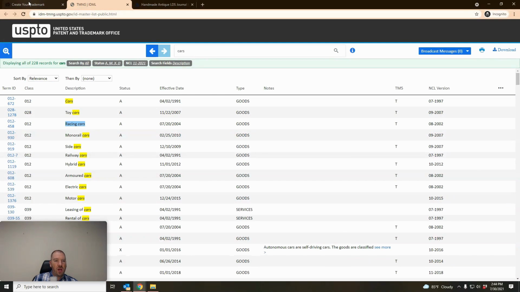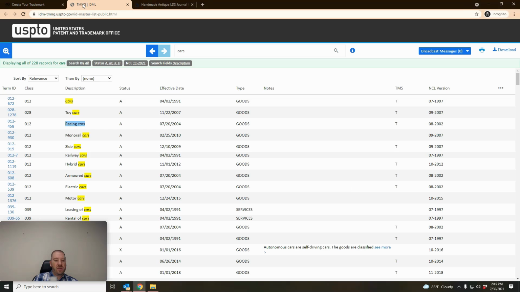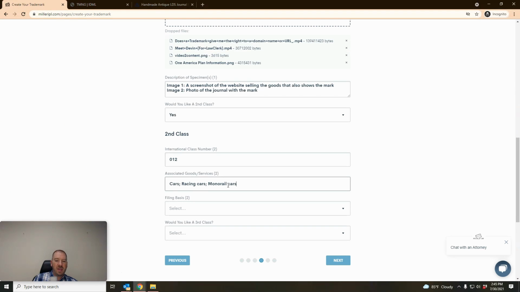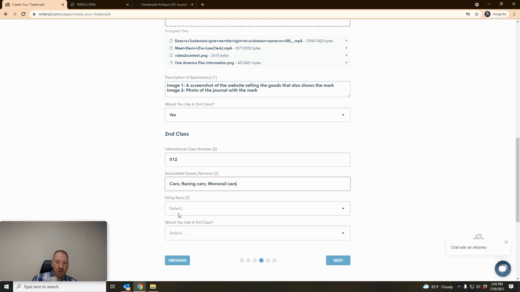So normal cars, racing cars, I put in a semicolon. Make sure it doesn't add a tab as you copy and paste; sometimes we'll add in a tab there. And then the last thing, I'm going to sell monorail cars, so I'll also copy and paste that in. If they're all in the same class, they're all in 12, you can add things to one list. If they're in different classes, meaning if it was 28, I would have to do a different class because it's 28, not 12. So you're going to put in all that information.